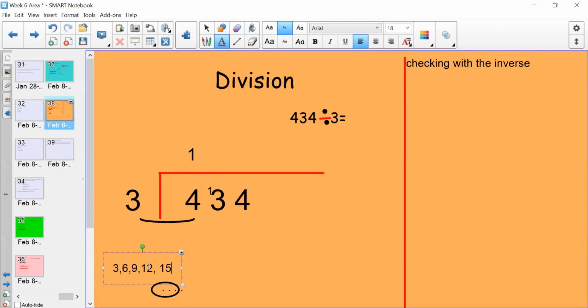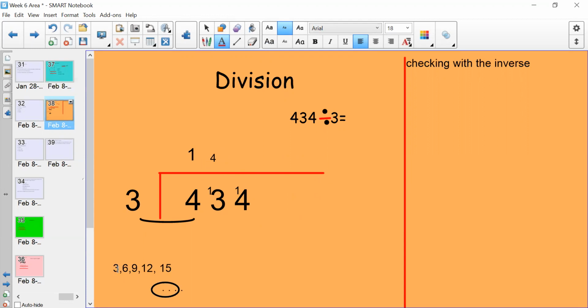So 1, 2, 3, 4, which takes us to 12. And then 1 more than 12 is 13. So we have to regroup the 1 that's left over. Okay, so now we've got a new number of 14. Okay, so you can also see that 3 goes into 14.